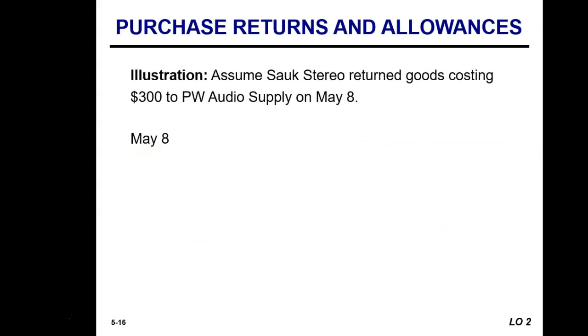Okay. So assume that Sauk Stereo returned goods costing $300. Because of the return, they would debit accounts payable. Remember that they bought the products on account, they haven't paid for them yet, and then they would credit their inventory account. So when you have an actual purchase return, you would debit the accounts payable account and credit your inventory account.